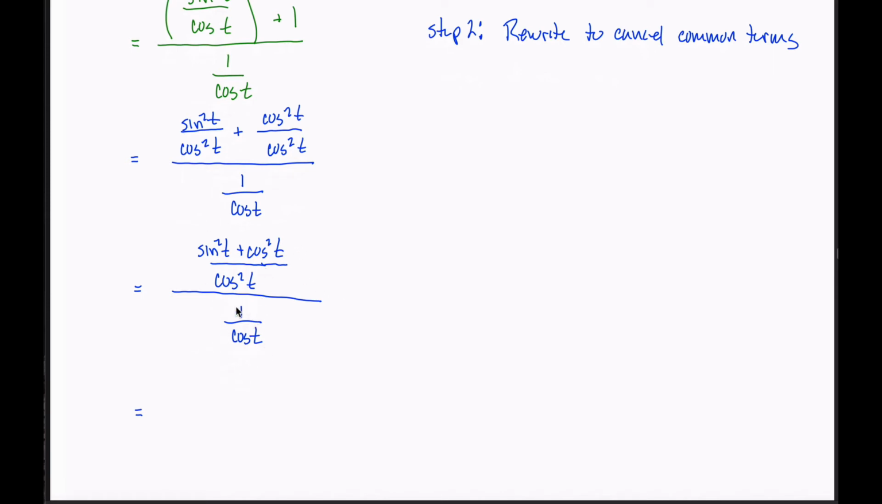All you've got to do is multiply by the reciprocal of the denominator. In other words, take this thing and flip it upside down. So the fraction that was up on the top, I'm going to leave that alone, and then I'm going to change this division into multiplication by taking the reciprocal of the denominator here, changing it from 1 over cosine of t to cosine of t over 1.